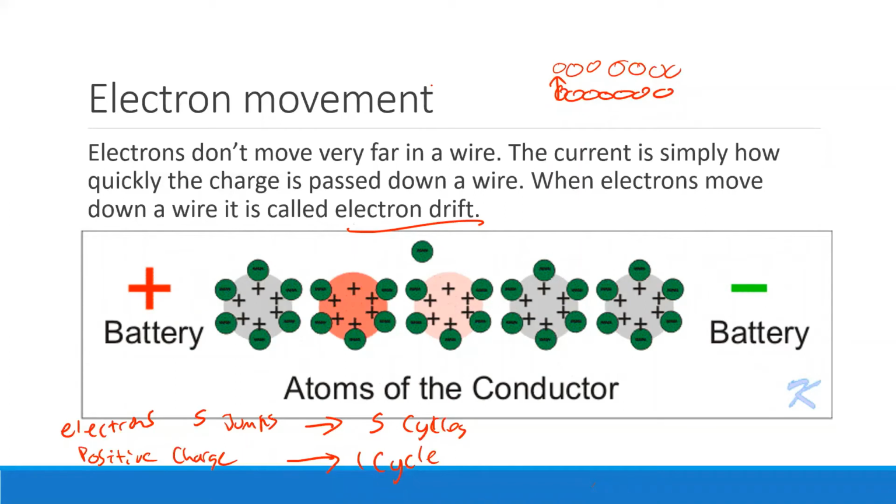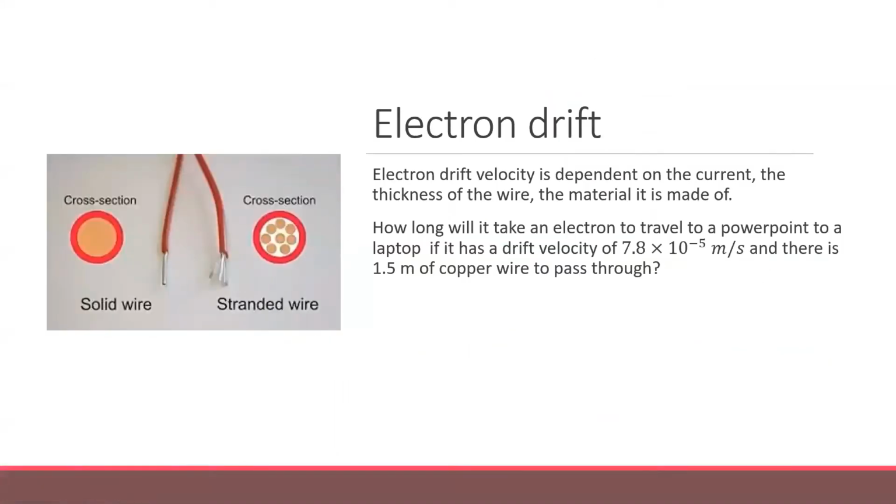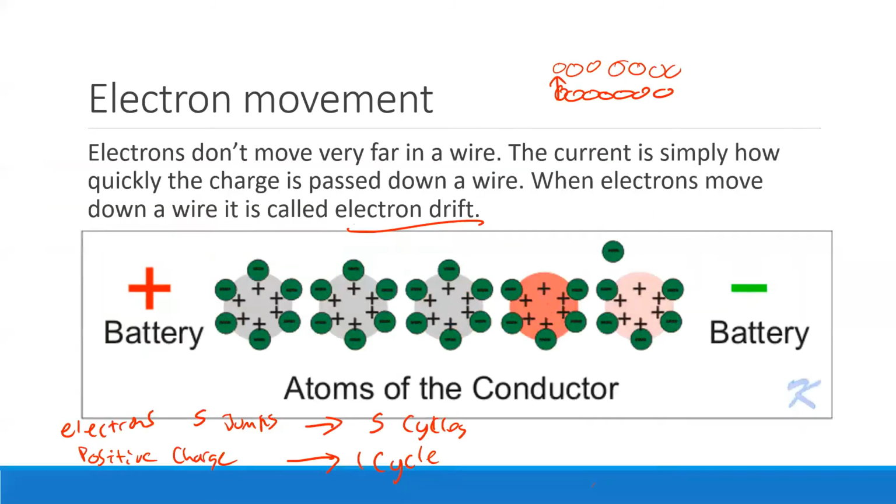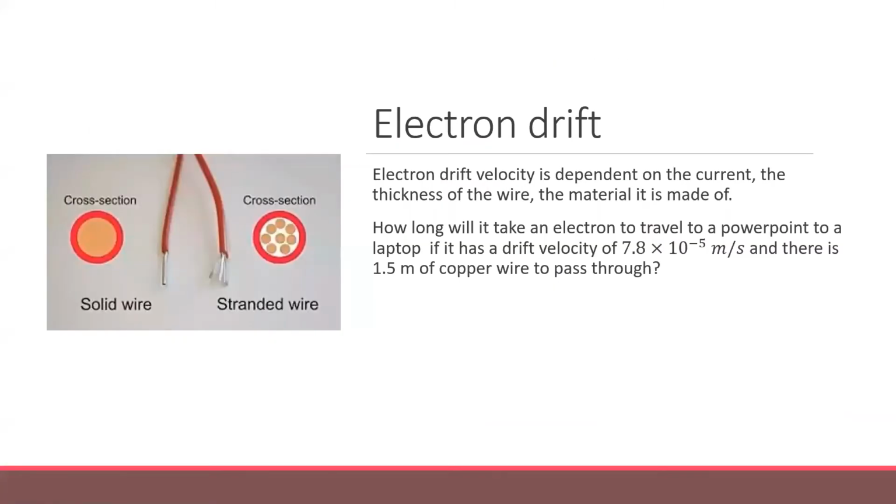So let's keep going to talk about the next idea here. I want to talk a little bit more about electron drift. Electron drift velocity is dependent on the current, the thickness of the wire and the material it's made of. So how quickly these electrons move down the circuit is dependent on a couple of things.